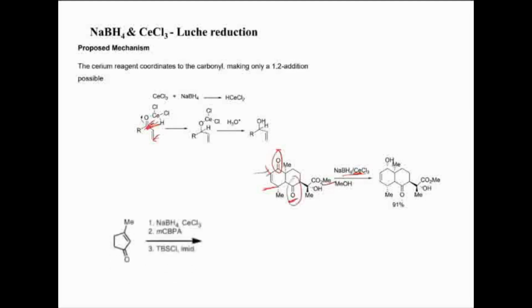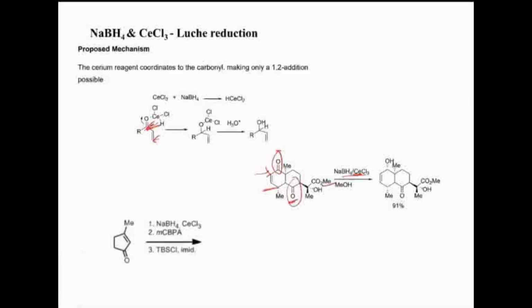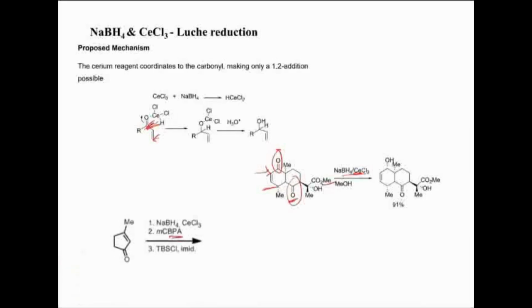Alright, so this is another example. Actually this is MCPBA. சின்ன மிஸ்டேக் இருக்கு. This is MCPBA. So லூச் ரிடக்ஷன் போடும்பொழுது இது என்ன ஆகும்? This will become alcohol. Okay, so now இது என்ன ஆகுது? Allylic alcohol இருக்கு. So when you use MCPBA that will undergo epoxidation. இதுல வந்து ஸ்லாஷ் ஆக இருந்தால் இதுவும் என்ன ஆகும்? ஸ்லாஷ்ல இருக்கும். Then TBS போட்டீங்கன்னா this will be protected.